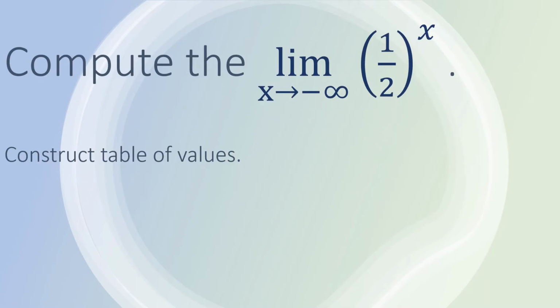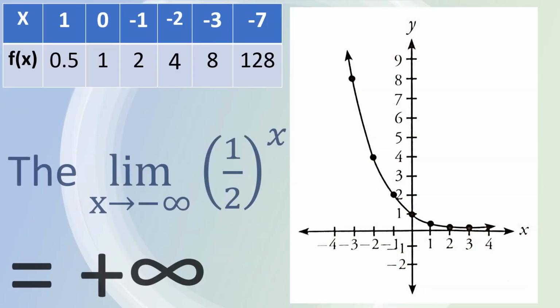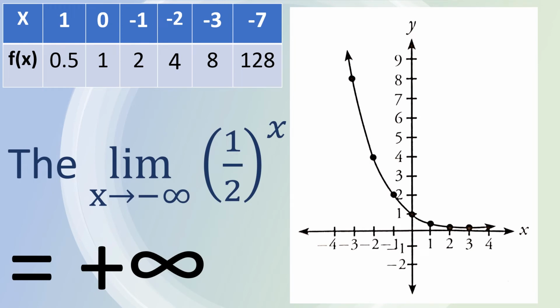Next example, compute the limit of 1/2 to the power of x as x approaches negative infinity. Then construct a table of values, class. Negative 1, that's 2. Pag negative 3, 1/2 to the power of negative 3, that's 8. Negative 7, 128. So, pag negative infinity pala, ang answer ng limit ng 1/2 raised to the power of x is positive infinity.